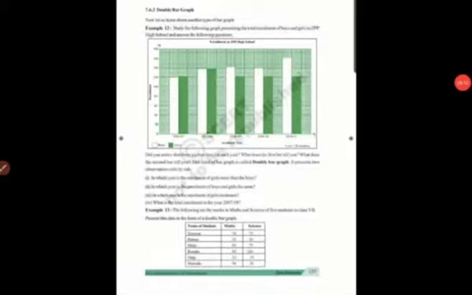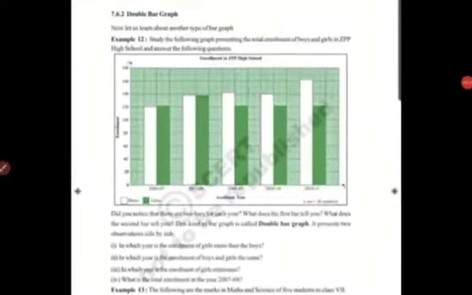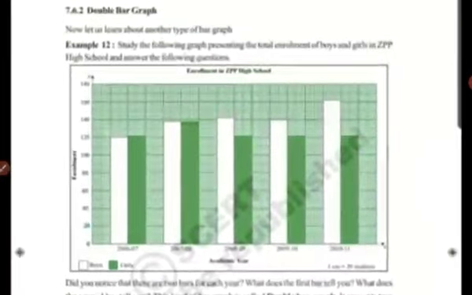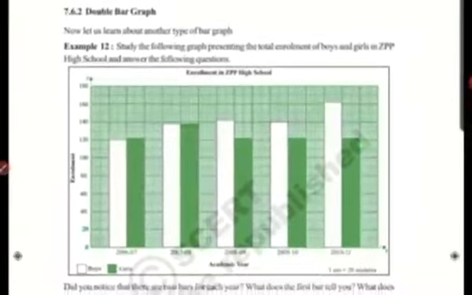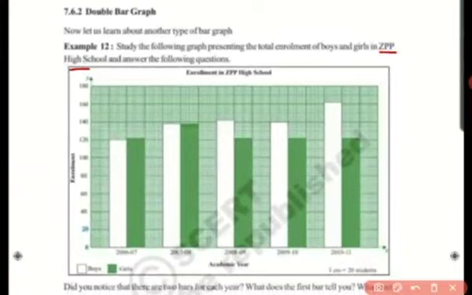Okay, let's move on to the next example of your bar charts. So this is one more example from your textbook. In this, a bar graph is given. Let's study this bar graph. This is the study of the following bar graph, which is representing the total enrollment of boys and girls in ZPP High School. Boys are represented by this white bar. The number of boys is represented by this white bar. And girls are represented in green.